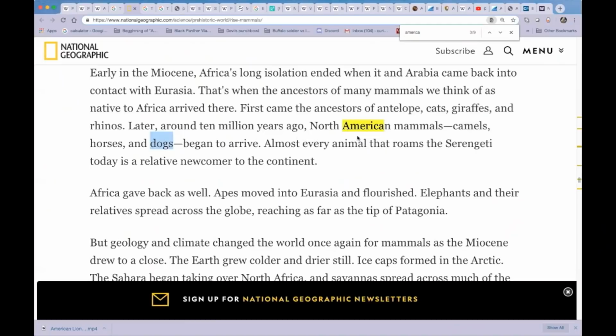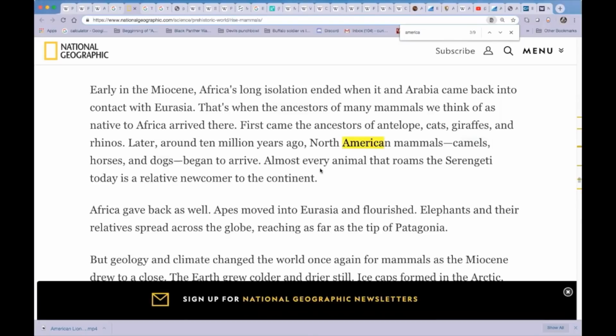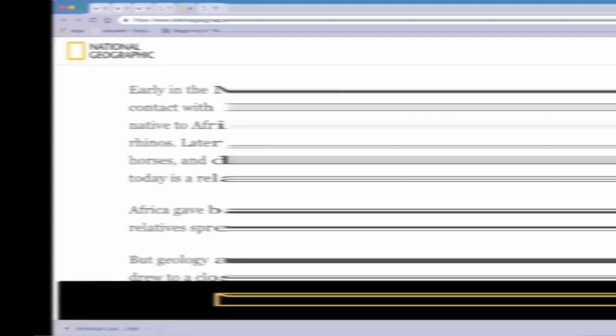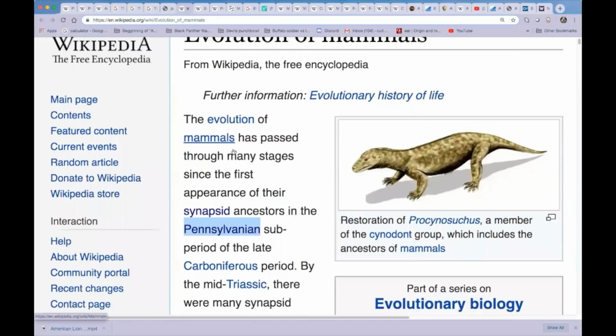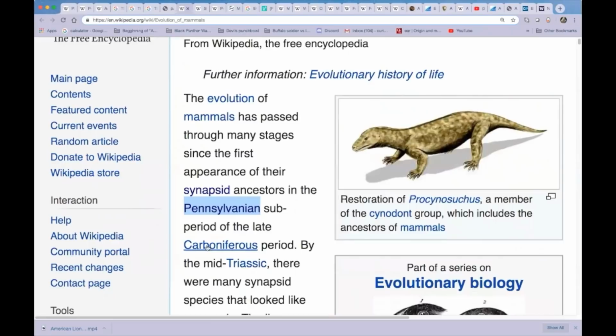Almost every animal that roams the Serengeti today is a relative newcomer to the continent. You're always boasting about the lion and giraffes and camels and all that stuff, and that's not even native to your continent. It says here, the evolution of mammals. It says the evolution of mammals has passed through many stages since the first appearance of their synapsid ancestors. The synapsid is basically the first kind of reptilian, mammal-like animal, in between, that's what they're describing. And it says that the ancestors were in the Pennsylvanian sub-period of the late Carboniferous period.